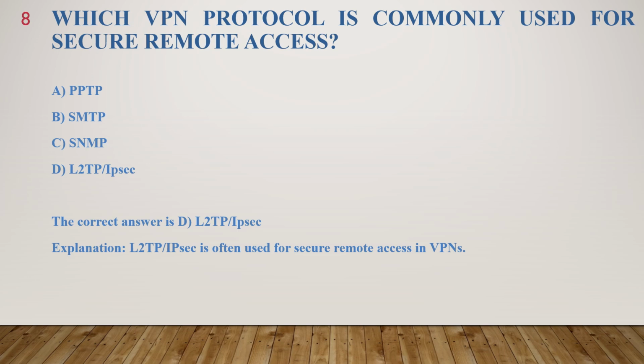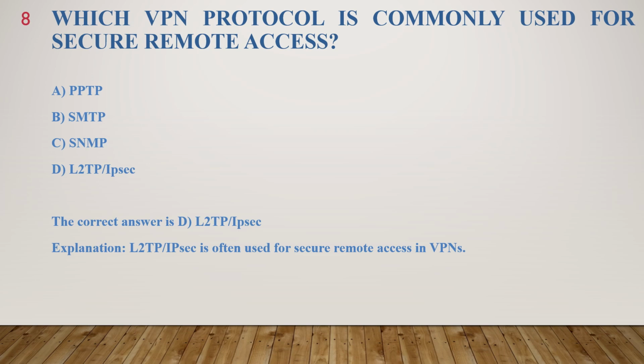B. SMTP, Simple Mail Transfer Protocol. Not a VPN protocol at all. Used for sending email, not secure remote access. C. SNMP, Simple Network Management Protocol. Used for network management, not secure remote access.